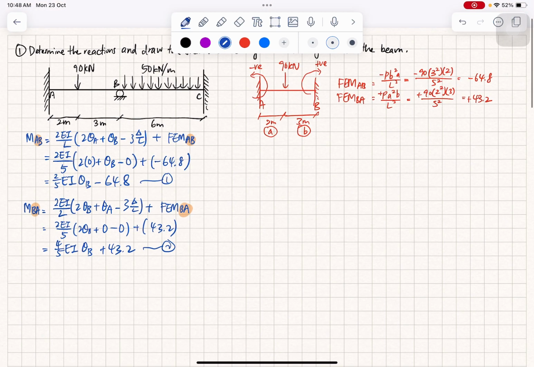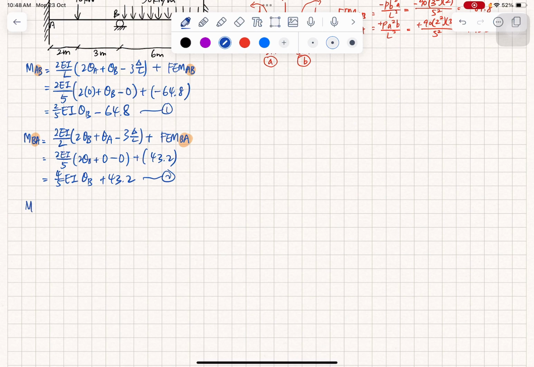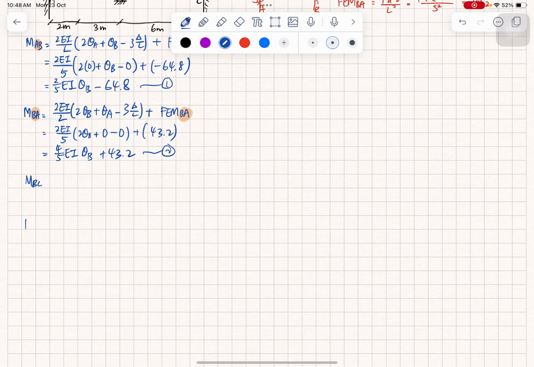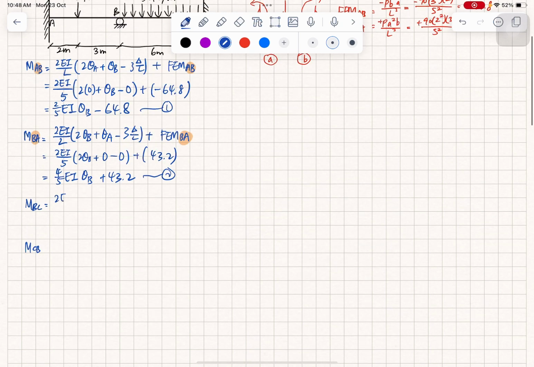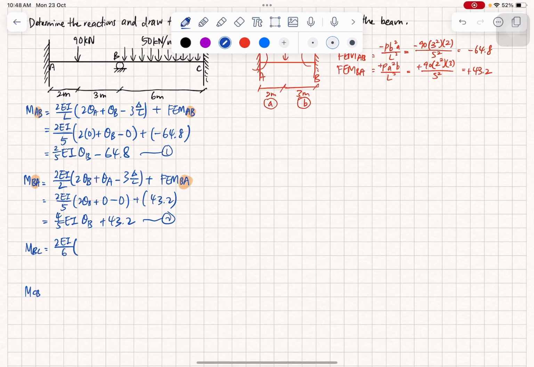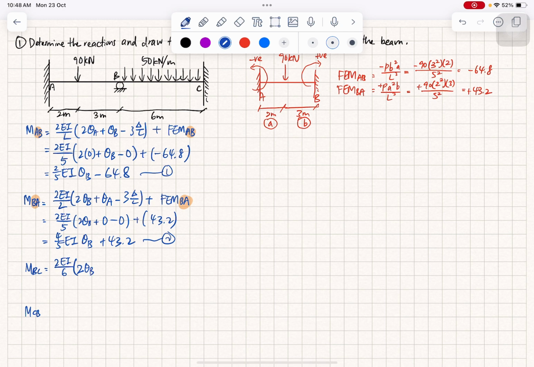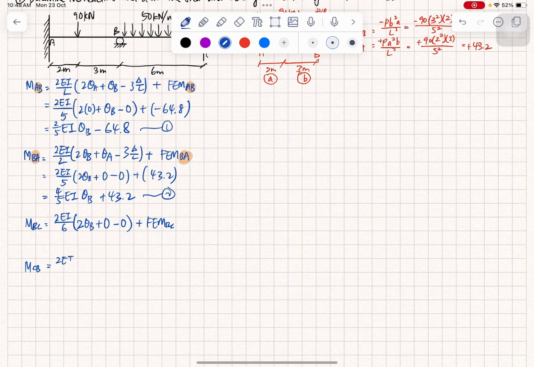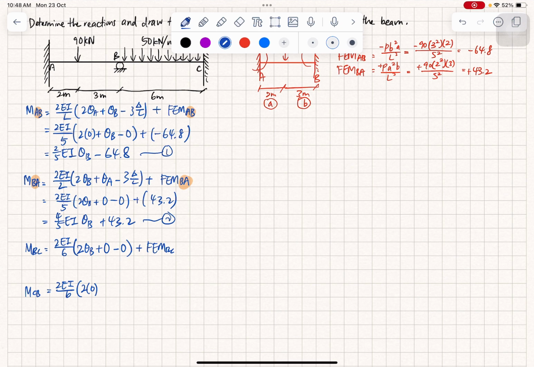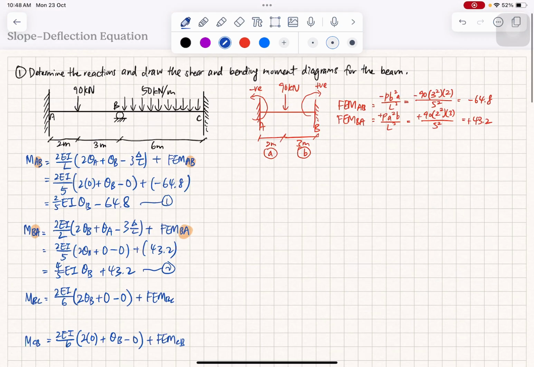Okay, let us move on to find MBC and MCB. So 2EI over L, L is 6, multiplied by 2 theta B. Theta C is also 0 because it is a fixed end. There's no settlement, so minus 0, plus FEM BC. The same goes for this one: 2 multiplied by 0 because theta C is 0, plus theta B, minus 0, and plus FEM CB.